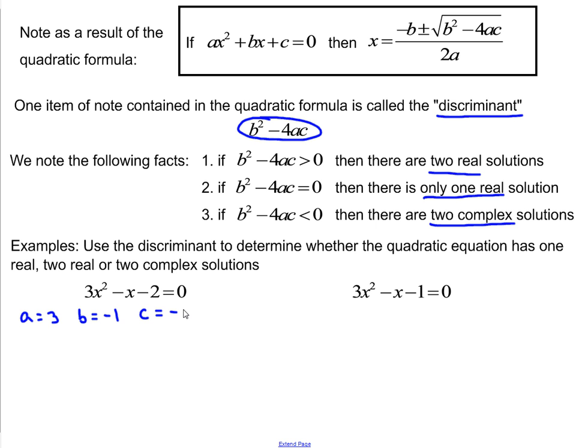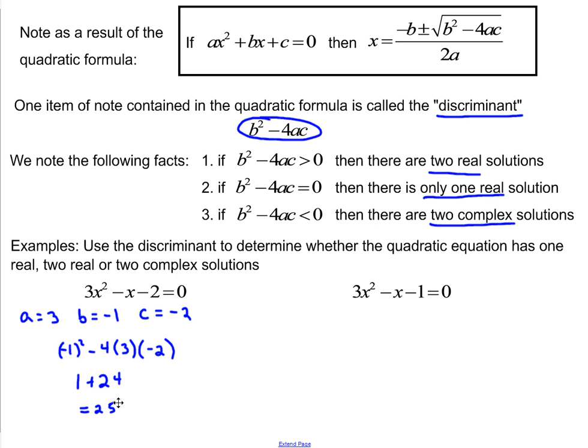So how is that going to work? Well, in this case, if we take B squared minus 4AC, we're going to get negative 1 squared minus 4 times A, which is 3, times C, which is negative 2. That becomes 1 plus, right, negative times a negative. 4 times 3 is 12, times 2 is 24, and this gives us 25.